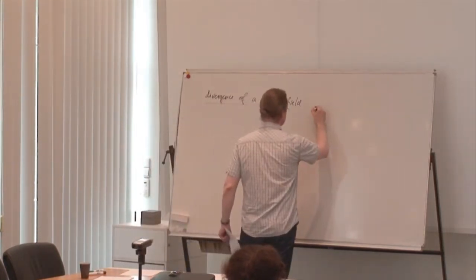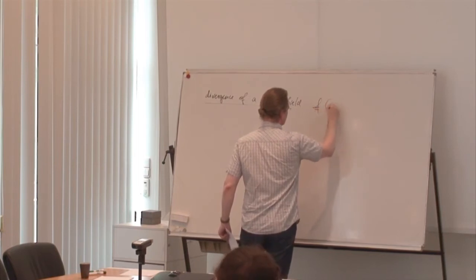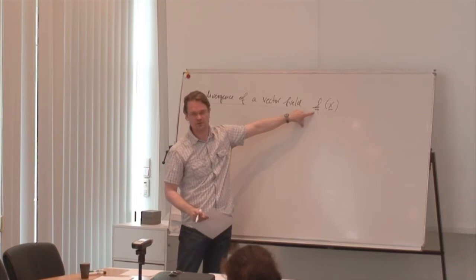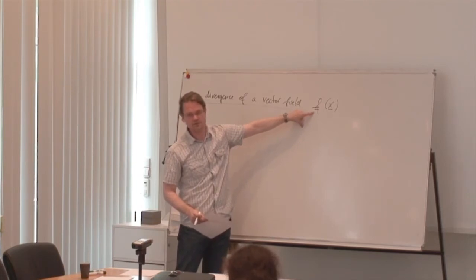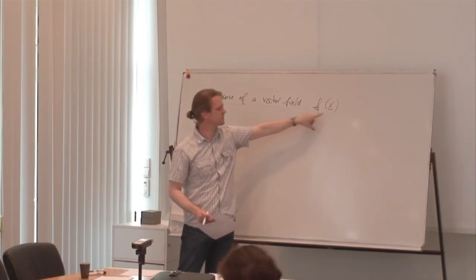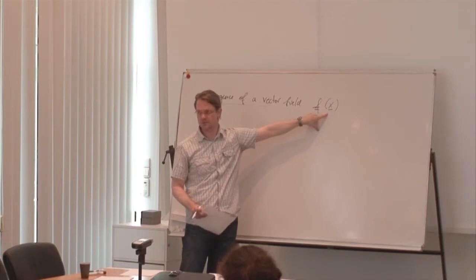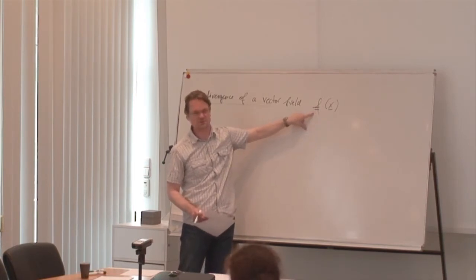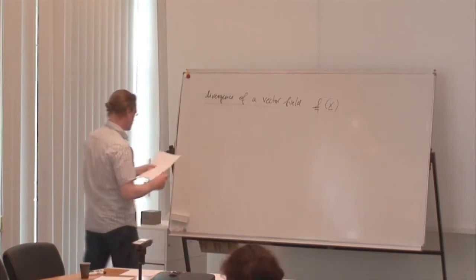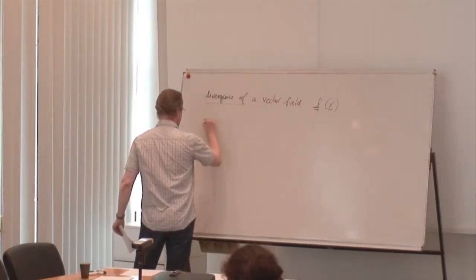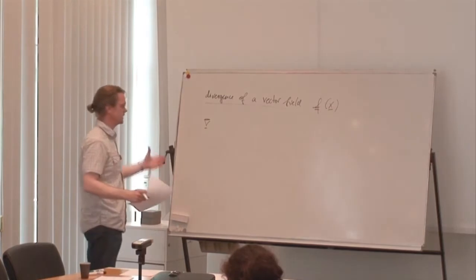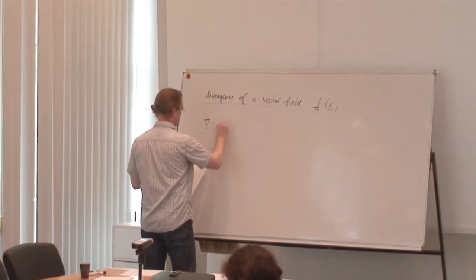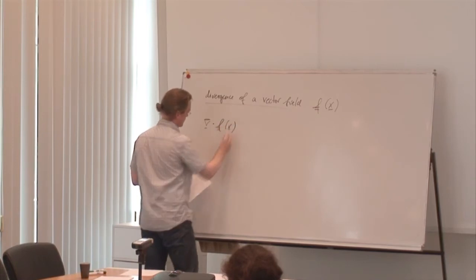A vector field, I'll write it like so. So this F, see there is another underscore here. So this is a function that takes a vector as its argument and produces a vector, and therefore this is a vector valued function. And the divergence of this is the inner product of this Nabla operator with this vector field.